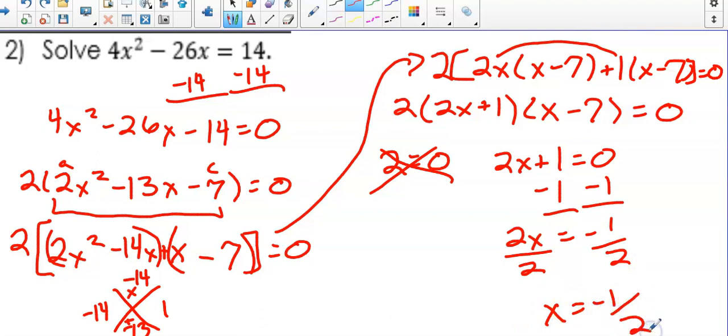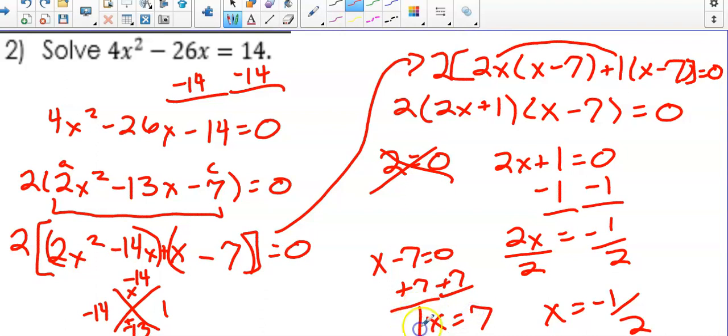So that's one solution. And then for x minus 7 equals 0, we add 7 to both sides. So x equals 7. Okay, and these are our two solutions. And remember, you can go back and plug those in for x, and you should get a true equation. If not, then you did something wrong.